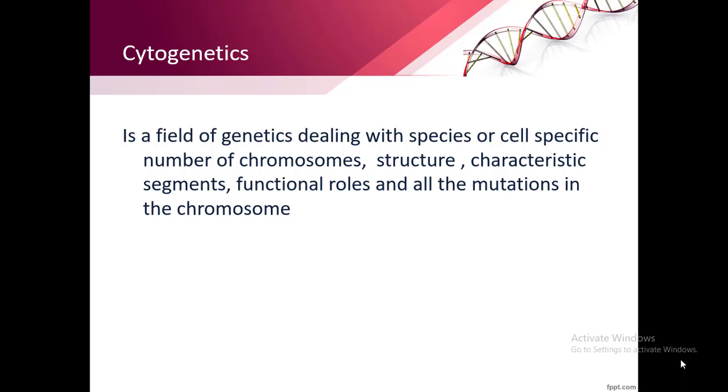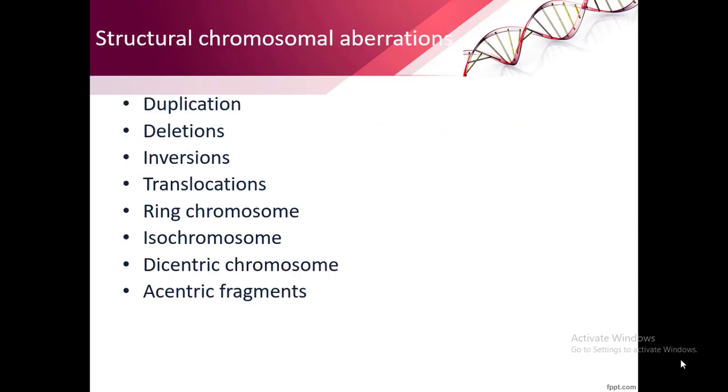Cytogenetics is the field of genetics that studies chromosomes: their number, structure, characteristic segments, functional roles, and the mutations in the chromosomes. Therefore, we have these terms related to cytogenetics: duplication, deletions, inversions, translocations, ring chromosome, isochromosome, dicentric chromosome, and acentric fragments.